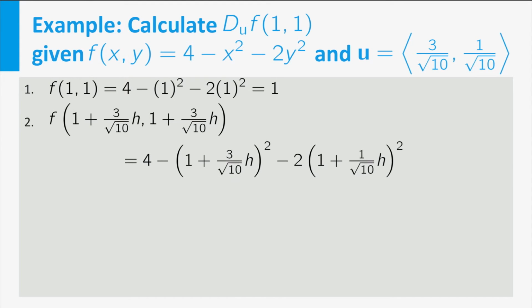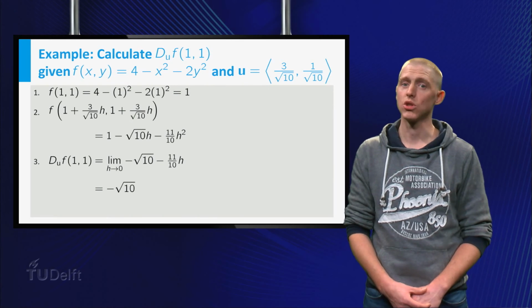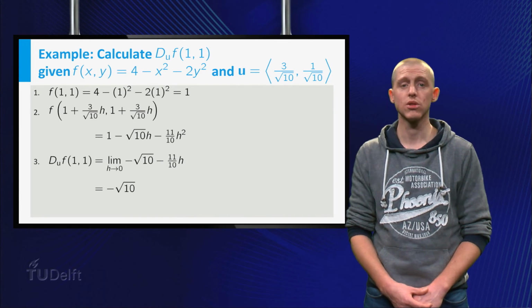Second, you calculate the function value at (1 + ah, 1 + bh). After simplification, you get f(1 + ah, 1 + bh) equals 1 minus the square root of 10 times h minus 11 over 10 h squared. Now you can take the limit for h going to 0 of the difference between result 1 and result 2, divided by h. First, you simplify as much as possible. Now you know what the limit value is. You can just plug in h equal to 0 now, so the limit is minus square root of 10.